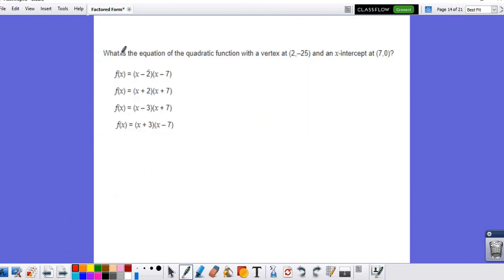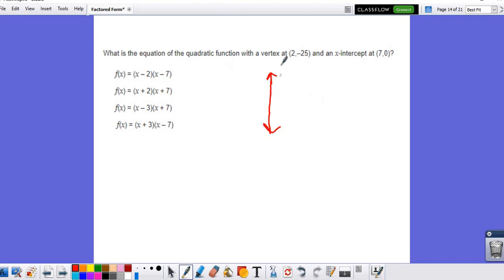All right. What is the equation of the quadratic function with a vertex at (2, -25) and an x-intercept at (7, 0)? Now, I will tell you that when you graph these in Desmos, you're going to get two that have this correct intercept. So you have to look for both things. And so you're going to graph it.